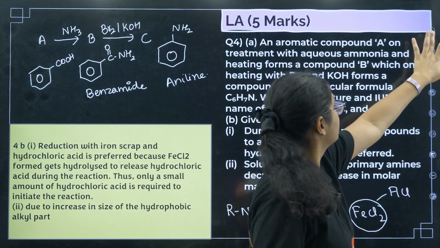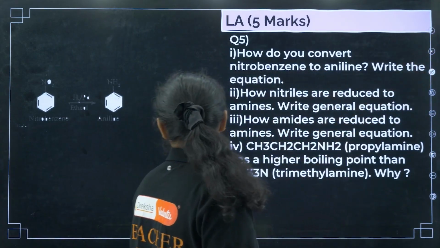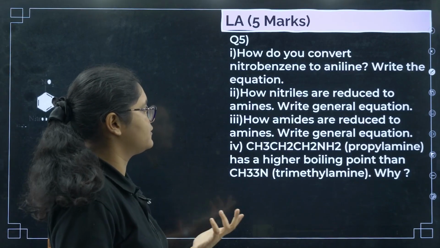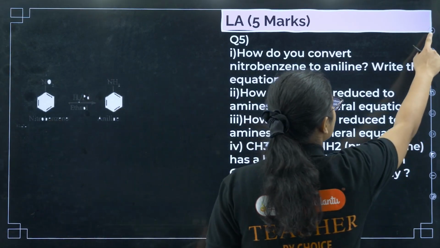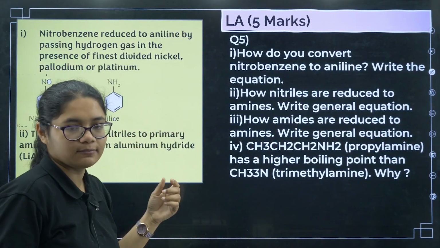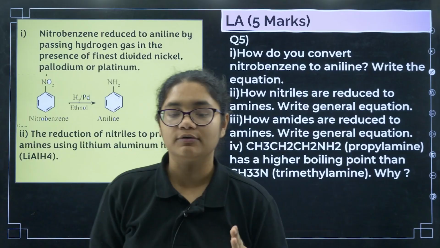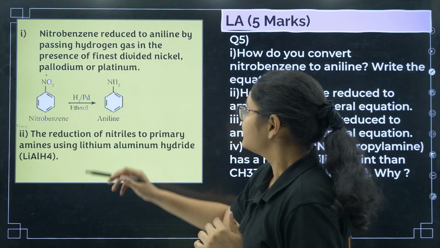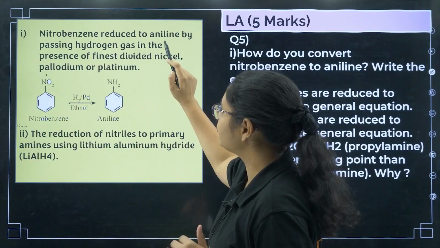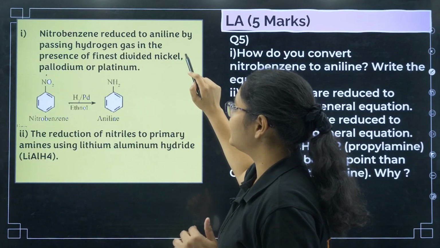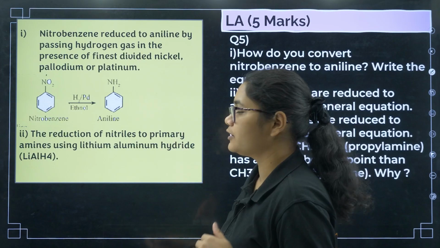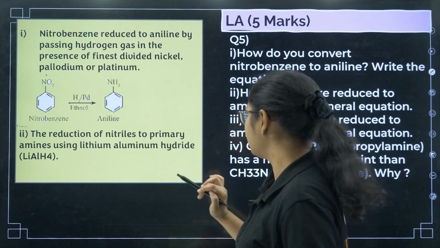Next, we have here question number 5. How do you convert nitrobenzene to aniline? Write the equation. So this is very simple. Nitrobenzene to aniline, you just have to use H2/palladium, you can use Fe/HCl, or you can even use Sn/HCl. So you have to just mention nitrobenzene is reduced to aniline by passing hydrogen gas in the presence of finely divided nickel, palladium or platinum, or if you are using Fe/HCl, you have to mention that.